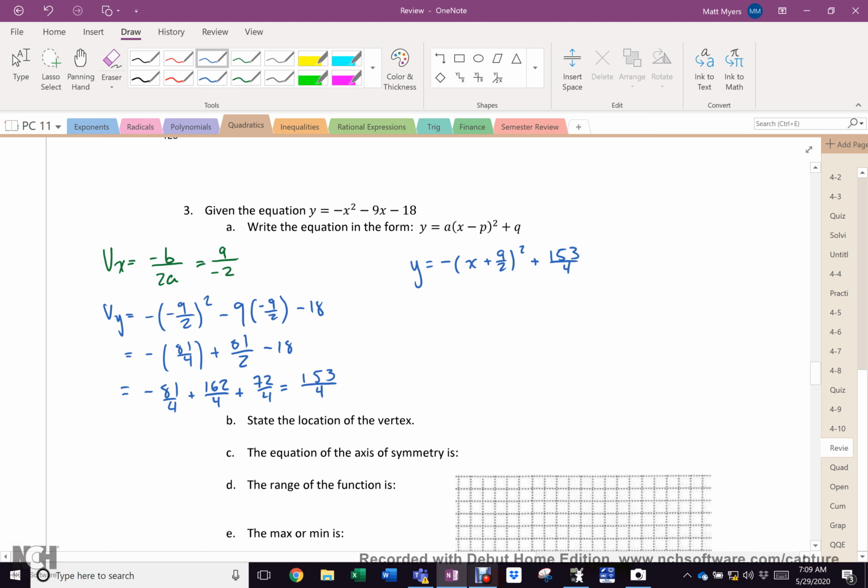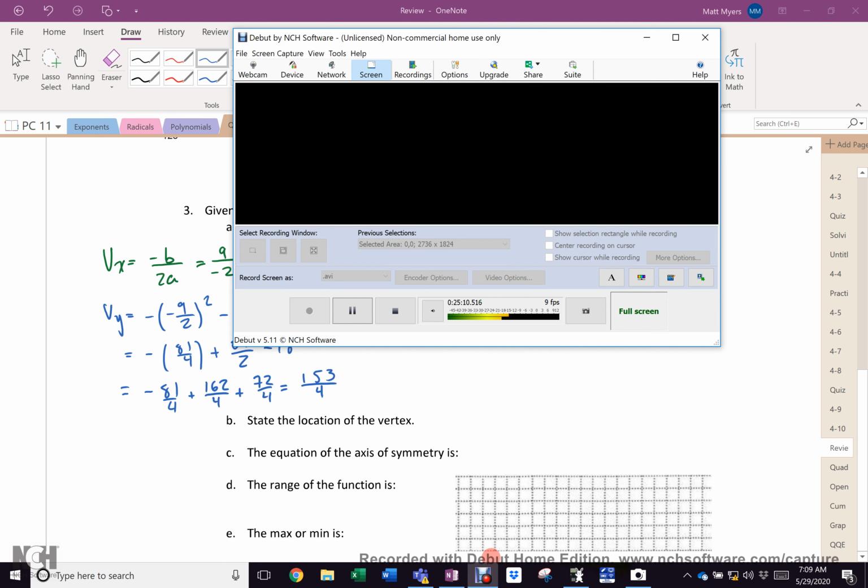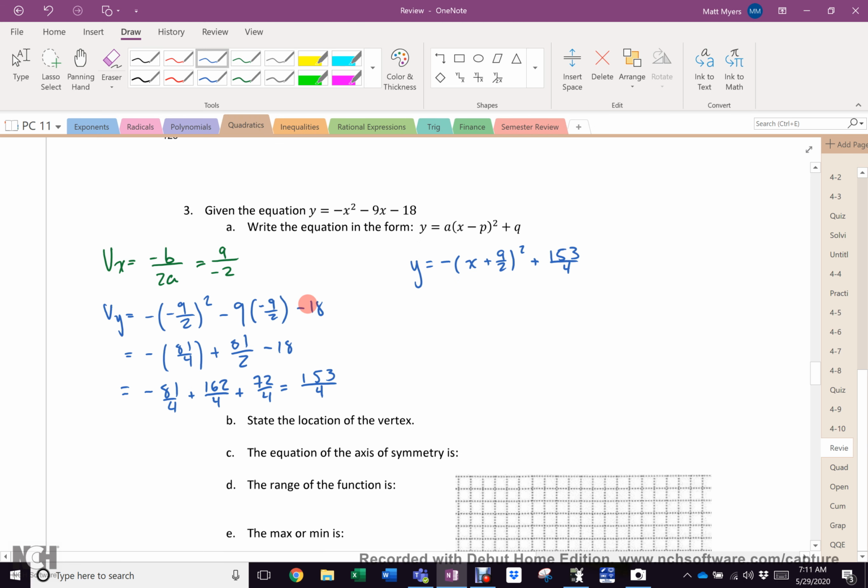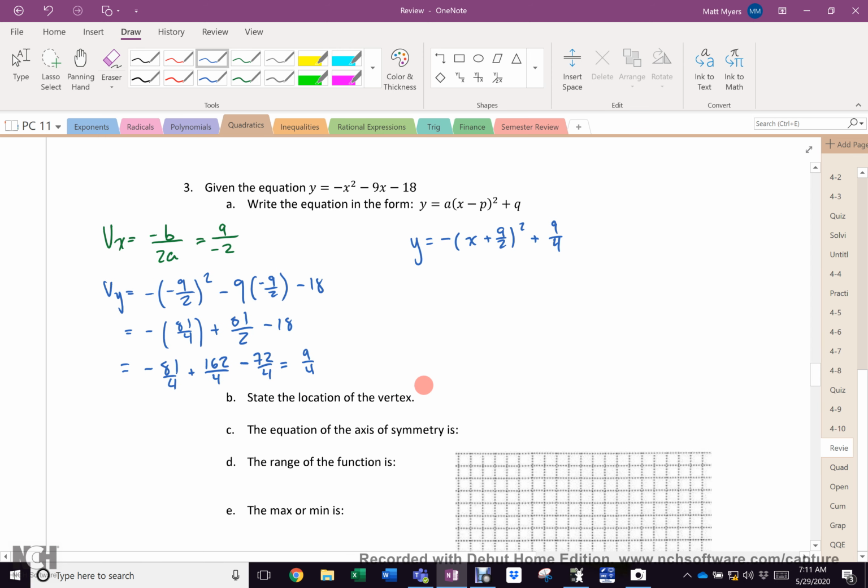Now, I just want to double check that. Hold up, give me a sec, because I did all that in my head. Yeah, I added, idiot head. It's minus. So it equals 9 over 4. Sorry about that, ladies and gentlemen. 9 over 4. Okay, sorry about that. So whatever you did, that's where you should have ended up.